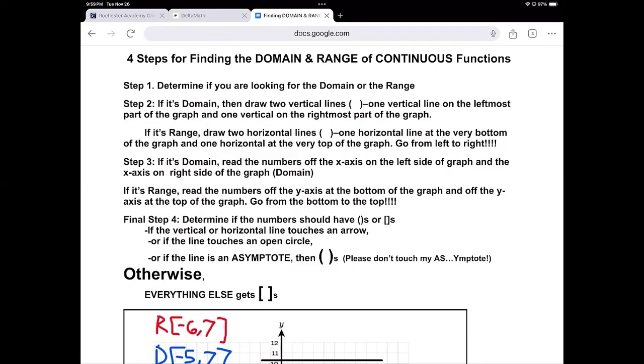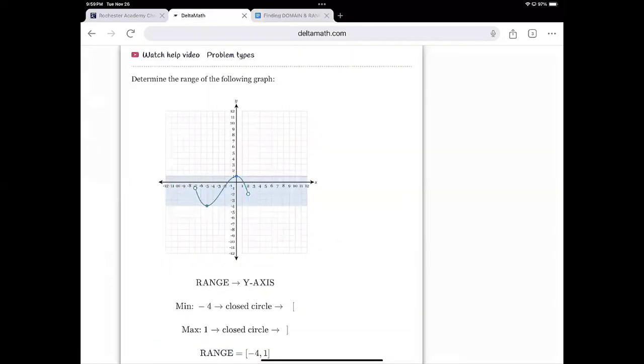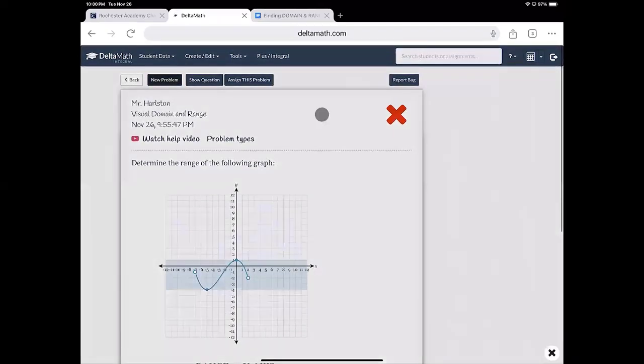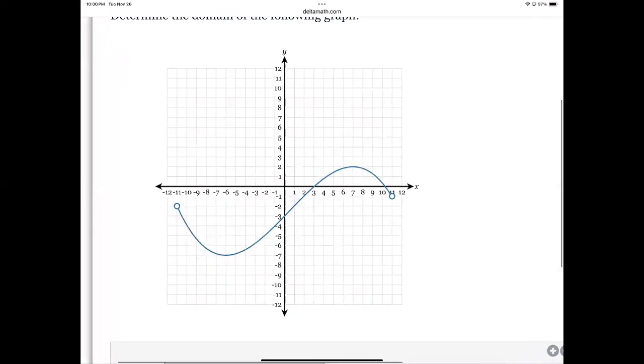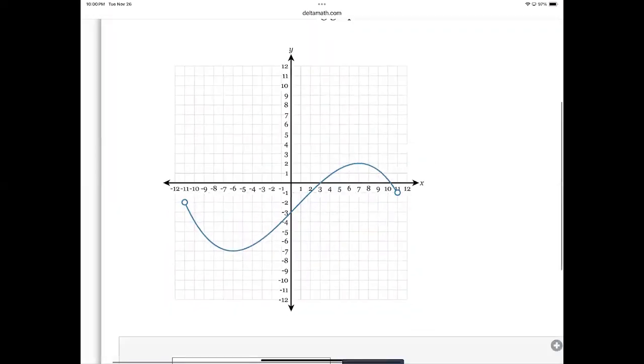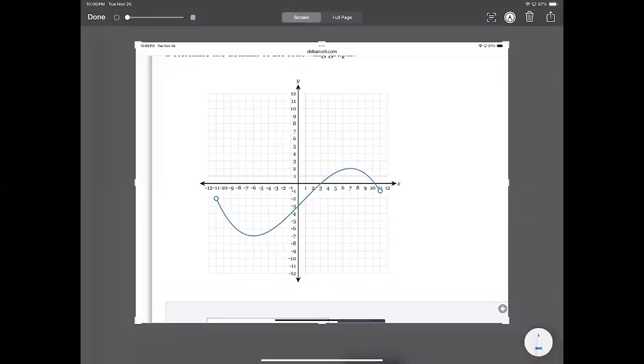Now, I've said those 4 steps, but I'm going to show you what it looks like in action. So let's go here, and we are going to do a problem. We're going to do domain here. I'm going to take a quick picture. All right, and now I'm going to draw 2 vertical lines. One vertical line is going to be here. One vertical line is going to be here. Go to the left, go to the right.